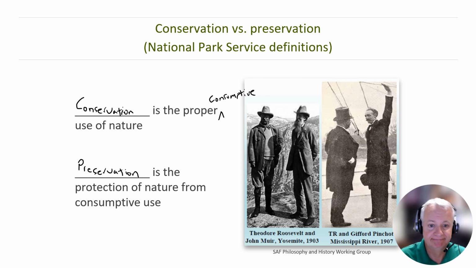So hunting, the killing of animals, is a consumptive use of nature. Timber harvest is a consumptive use of nature. The consumptive doesn't mean that that type of management is not sustainable or is non-renewable. It just means that part of that use means we're getting a product or something from that ecosystem. Whereas preservation usually doesn't involve consumptive use. It means a protection from that.